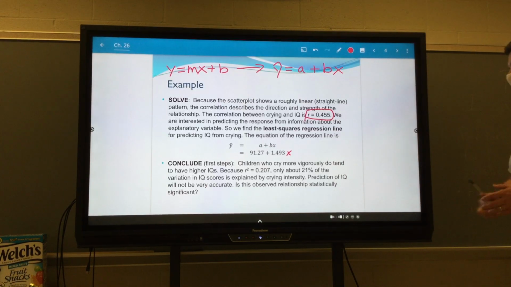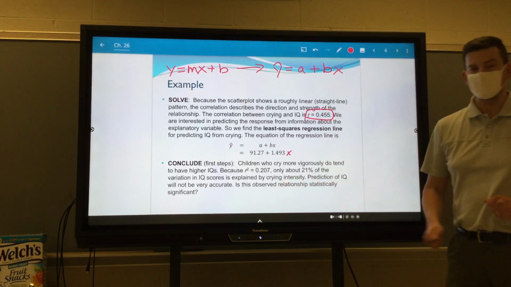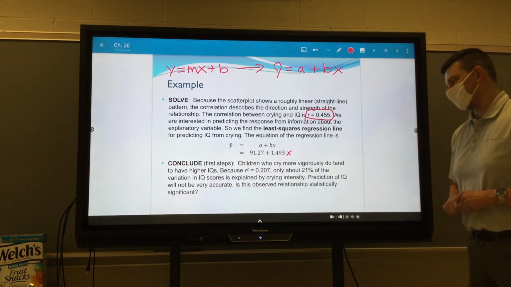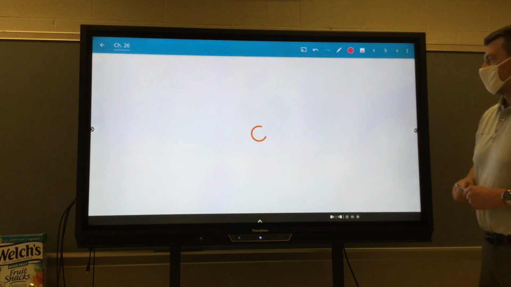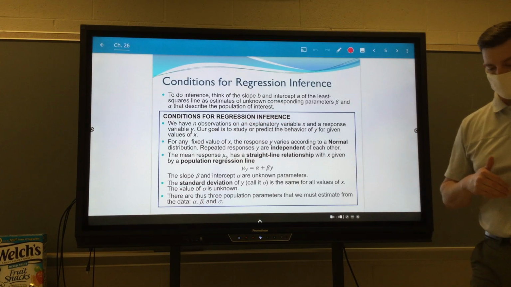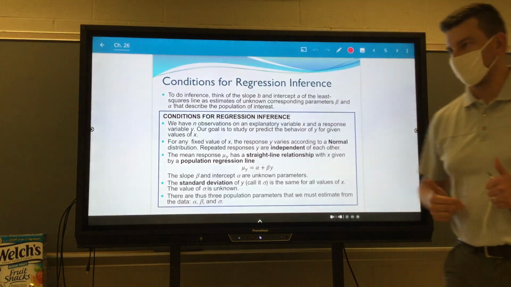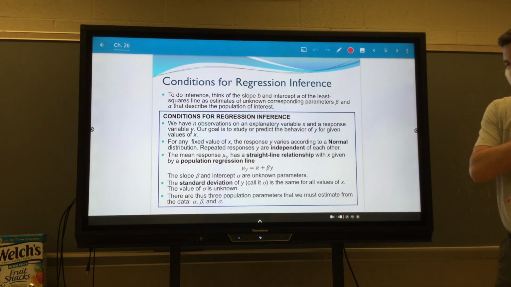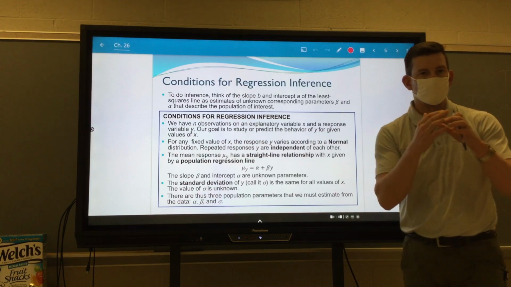So, is this observed relationship statistically significant? That is the question that we're trying to answer. Now, in order to use this regression model, we have some conditions that need to be met, and this is where it starts to get a little bit complicated.